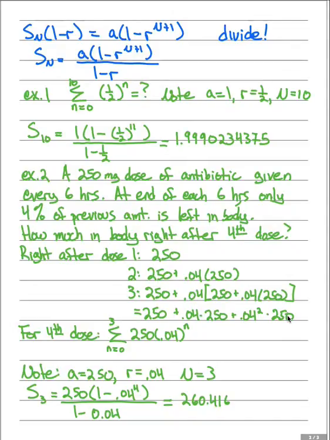So you might guess that for the third dose, it should be the sum from n equals 0 to 3 of 250 times 0.04 to the n. So after the third dose, we added up to 0.04 squared. After the fourth dose, we're going to add up to 0.04 cubed. Okay, so we can use our formula for a finite geometric series. It's just S3 is 250 times 1 minus 0.04 to the fourth over 1 minus 0.04. Calculator says it's 260.416. That's for a finite geometric series.